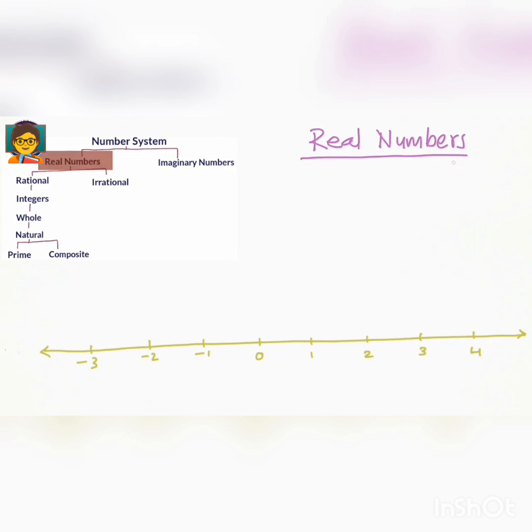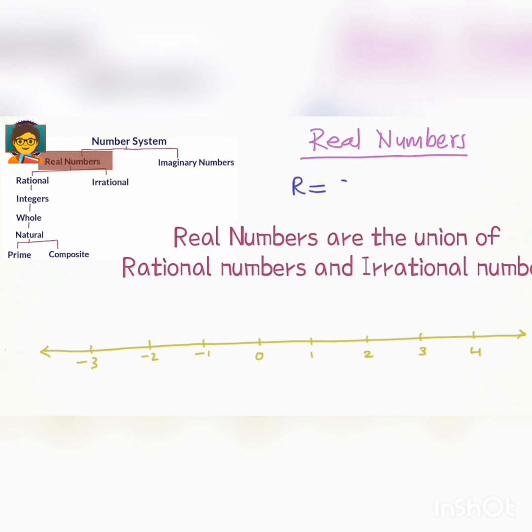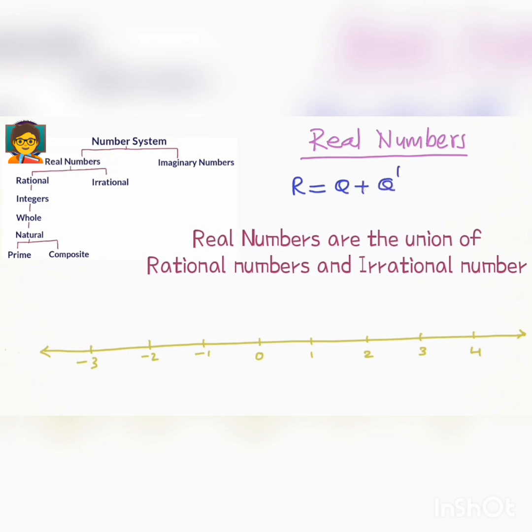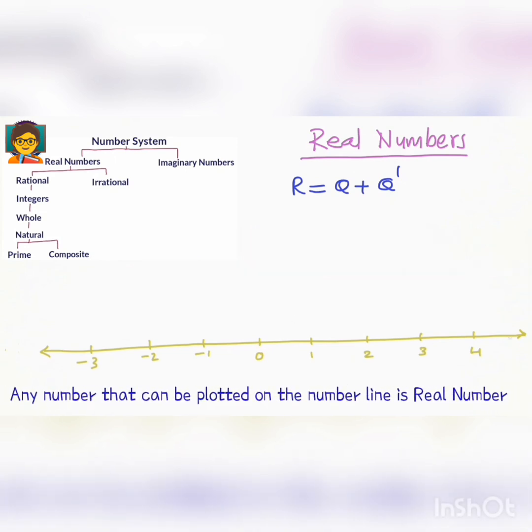Coming to real numbers, the real numbers can be defined as the union of rational numbers plus irrational numbers. So Q is the set of rational numbers and Q complement is the set of irrational numbers. Or we can say any number that can be plotted on this number line is a real number. For example, we can plot the irrational number square root of 2 on this line. We can plot pi here. We can plot minus 2.5 here. We can plot 14 by 3 here. So any number which I can plot on this number line is a real number, in short.